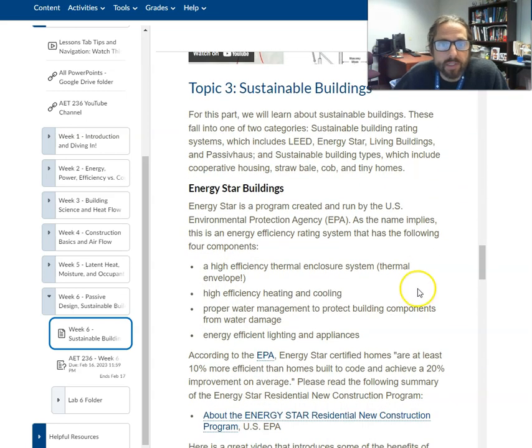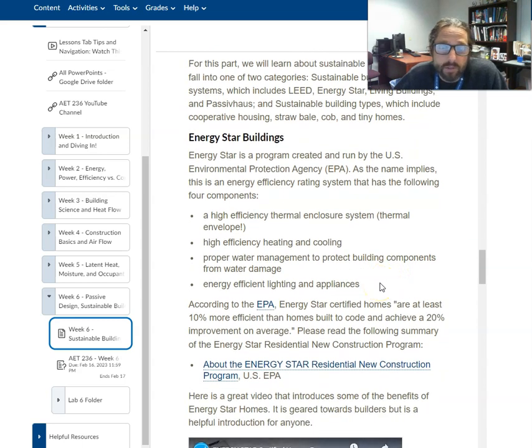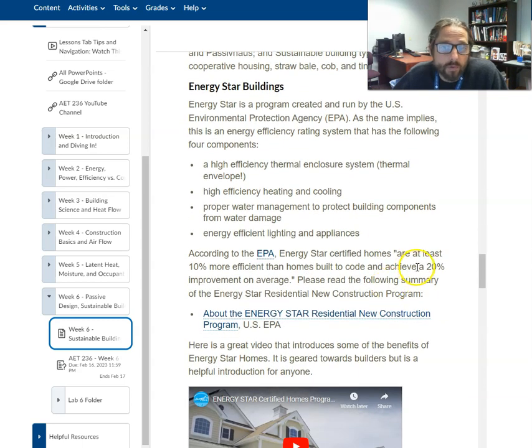Then we'll get into sustainable building rating systems. If we say we're building a sustainable building, what does that mean? How do we actually say this building is more sustainable than that building, or this building is greener? I don't like that term green, but than that building. So how do we rate the sustainability of buildings? There's a bunch of different ways to do it, so we'll go over a few of them here.